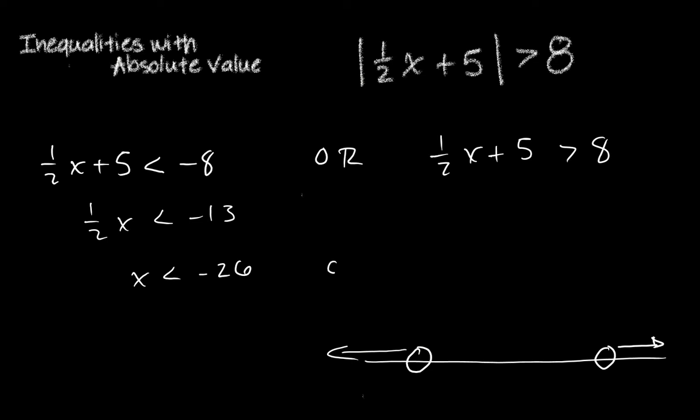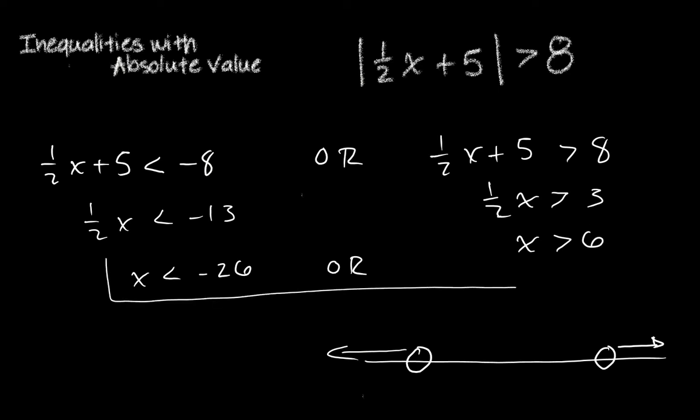On the other side, it's going to be the case that 1/2 x is going to be greater than 3, right? So, therefore, x is going to be greater than the number 6. So that's my solution, just the last line that I wrote right here. x's are less than -26, or they're greater than 6.